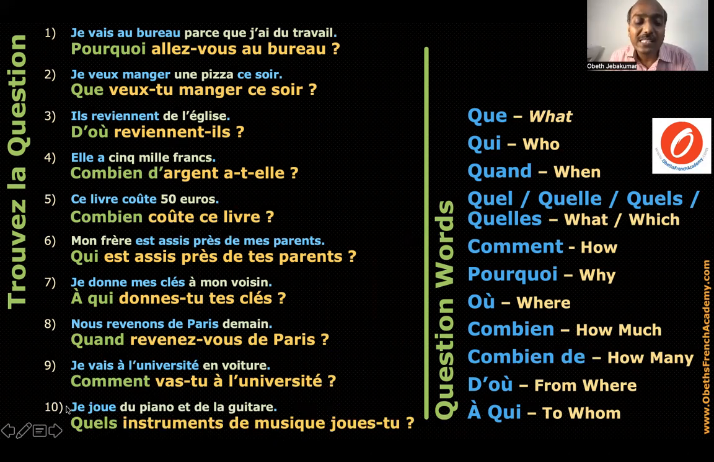Now, why have we chosen quels, Q-U-E-L-S, with an S? Because the noun that we have chosen, the main context, is music instruments. The word instrument is a masculine plural noun. That's the reason we have chosen this interrogative adjective, Q-U-E-L-S, this question word.